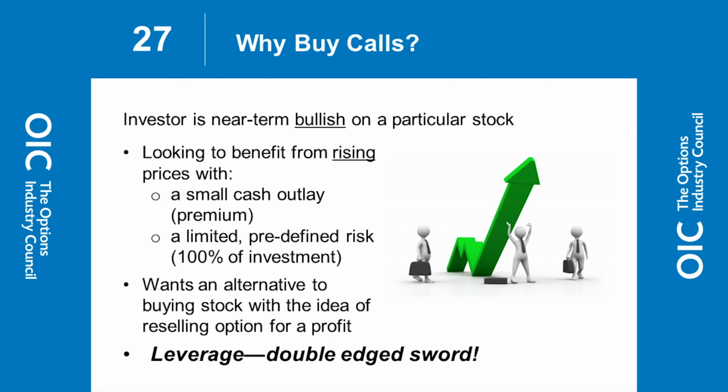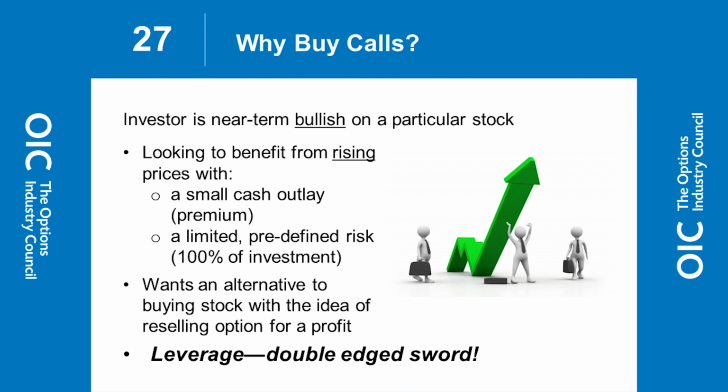Stock's trading at $50. We think it's going to go up. We can buy 100 shares of stock, but that's going to cost us $5,000 to do so. We don't want to spend $5,000, or we may not have $5,000. So we can buy a call instead, and it allows us to get that same benefit of the rising value of the shares, but with a smaller cash outlay and a limited predefined risk.